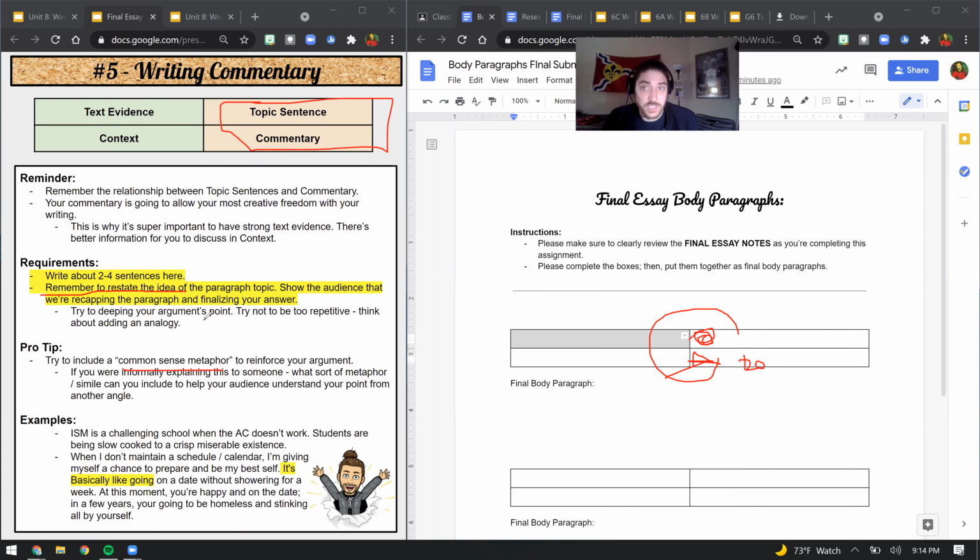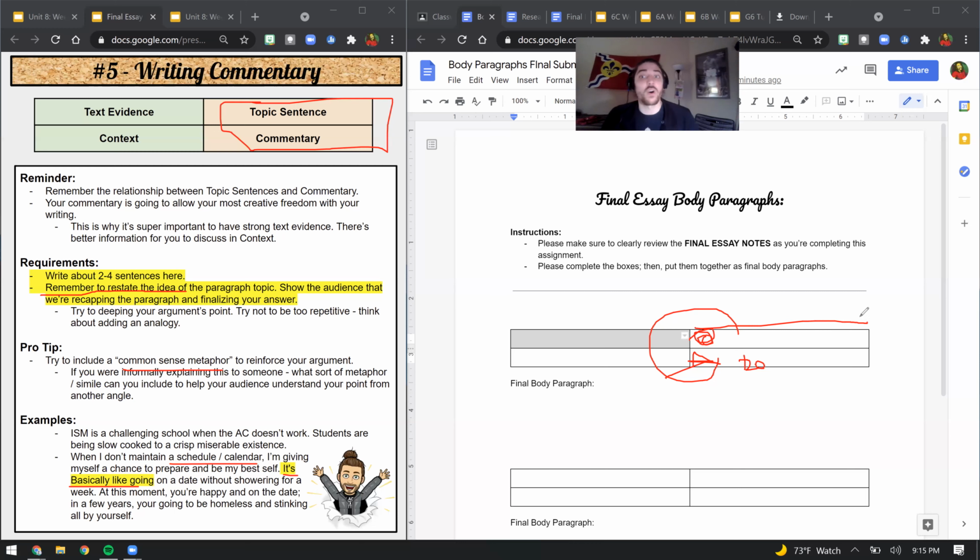This is my pro tip for some of these students. I introduced this last time, and I know you guys can handle this. All right. So with this commentary, you're deepening your argument, and you're thinking of what is a basic common sense analogy, right? If I look down here at the bottom, I don't want to maintain a scheduled calendar. If I don't, I'm going to have no chance to prepare and be my best self. It's basically like going, that's what I want you guys to do. Say, what is it like? What is your metaphor to explain your topic sentence?